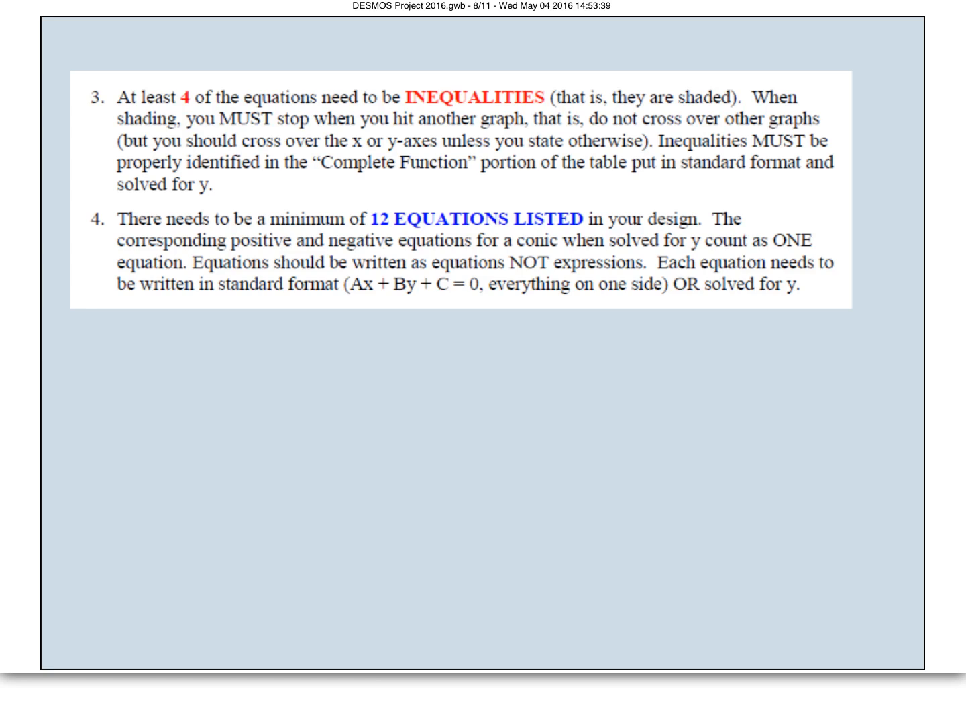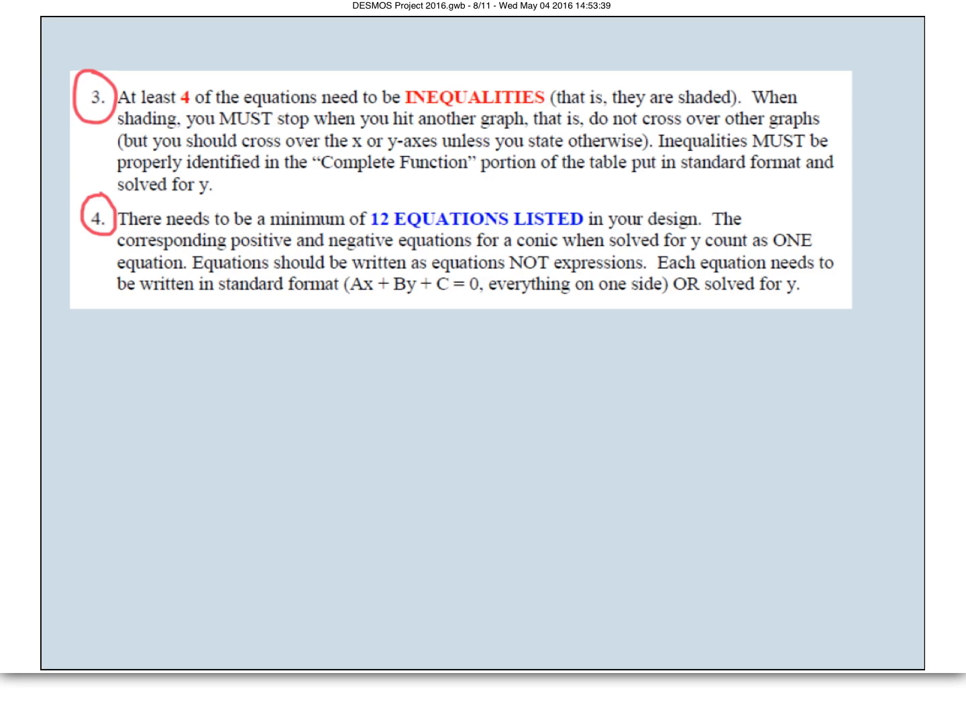The fourth criteria of the 6 that you'll be graded on are the inequalities and equations. You must have at least 4 inequalities, which means you need to be shading at least 4 times. And you must have at least 12 equations. Your equations have to be listed either in standard format, where everything is on one side, for example, the circles and ellipses are in standard format, or you can have it solved for y, like a line would be y equals 2x plus 1.